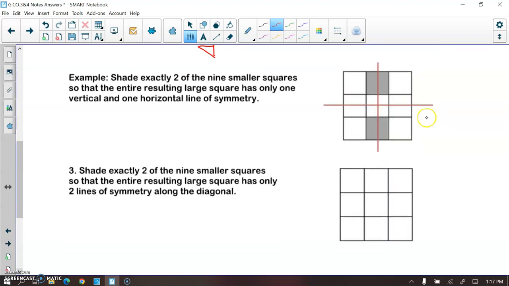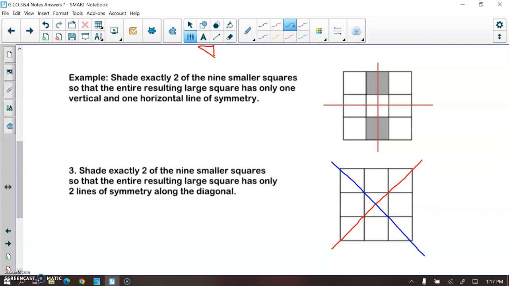So let's go ahead and do number 3, which is a similar example. For this one, it says to shade exactly 2 of the 9 smaller squares so that the entire large square has only 2 lines of symmetry along the diagonal. So what that would mean is if I folded the figure in half this way, the one half would match the other half exactly. And if I folded the figure in half this way, the one half would match the other half exactly.